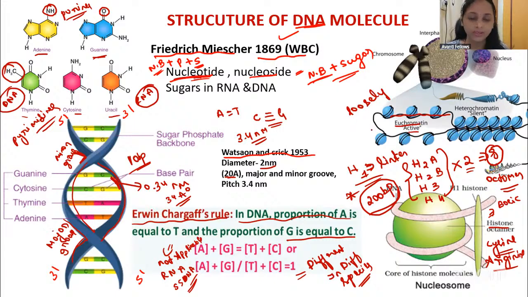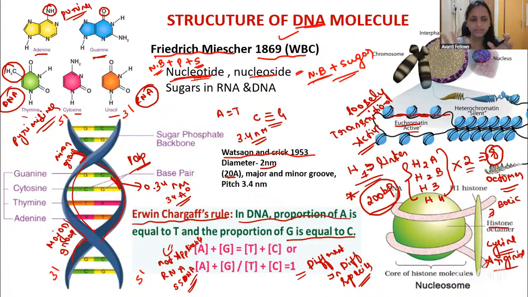Loosely arranged histone proteins, and because of the loose arrangement, you can see the DNA in between, right? So that's why it is called transcriptionally active. Then coming to the heterochromatin, here the histones are attached very tightly, so you cannot see the DNA. So that's why it is called transcriptionally inactive or silent.